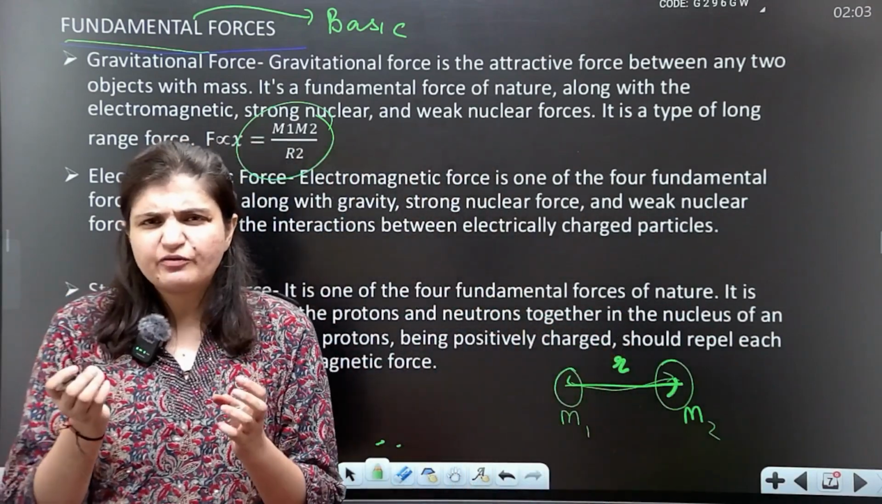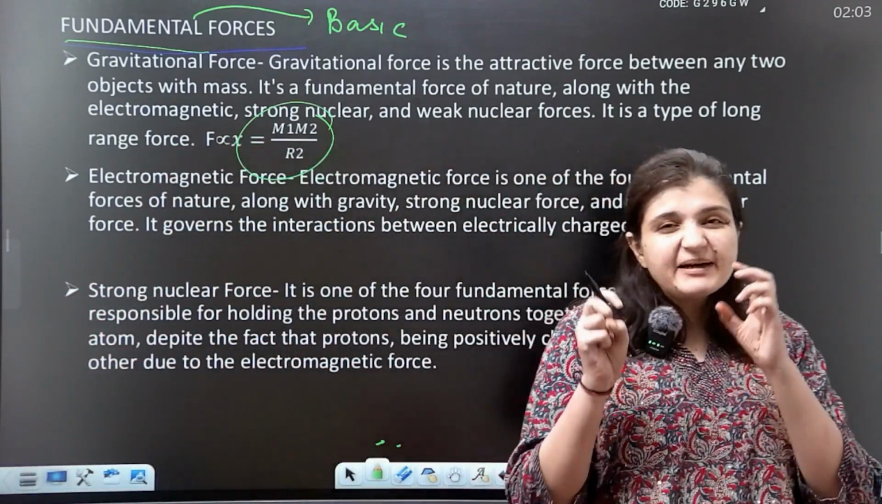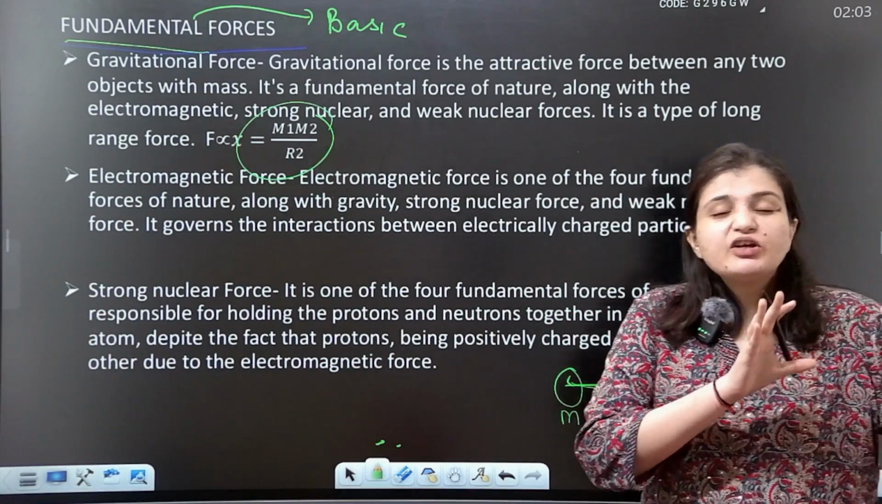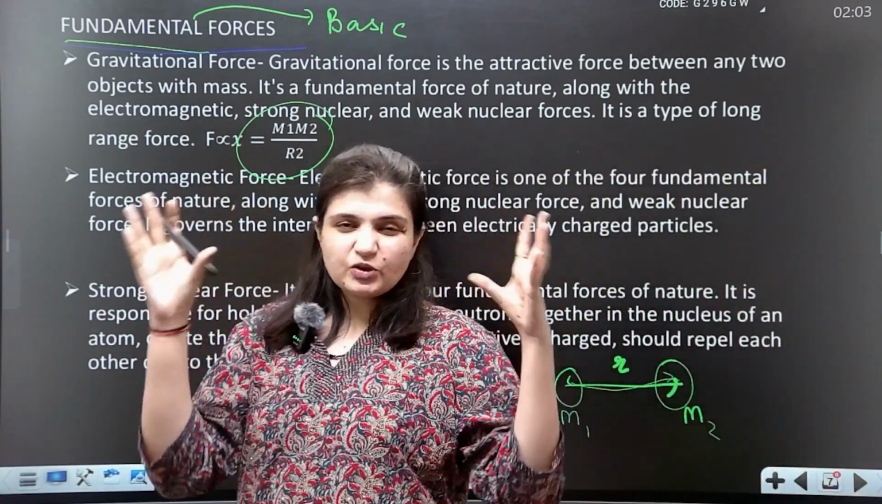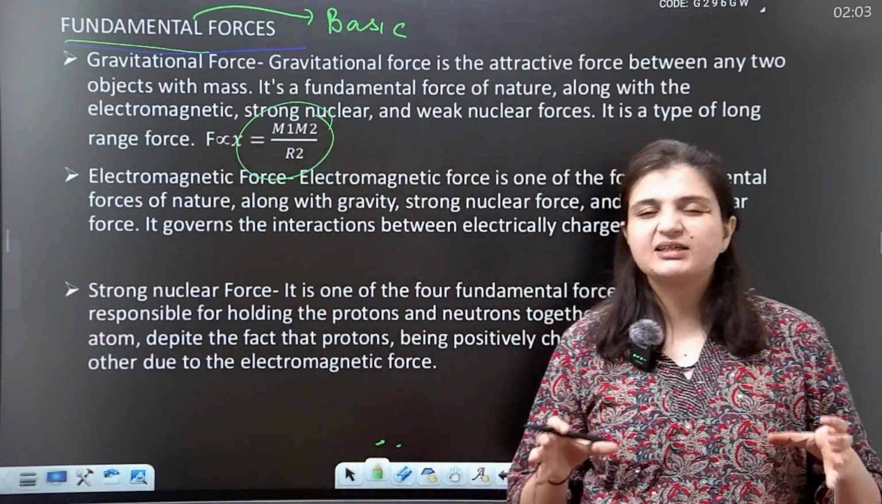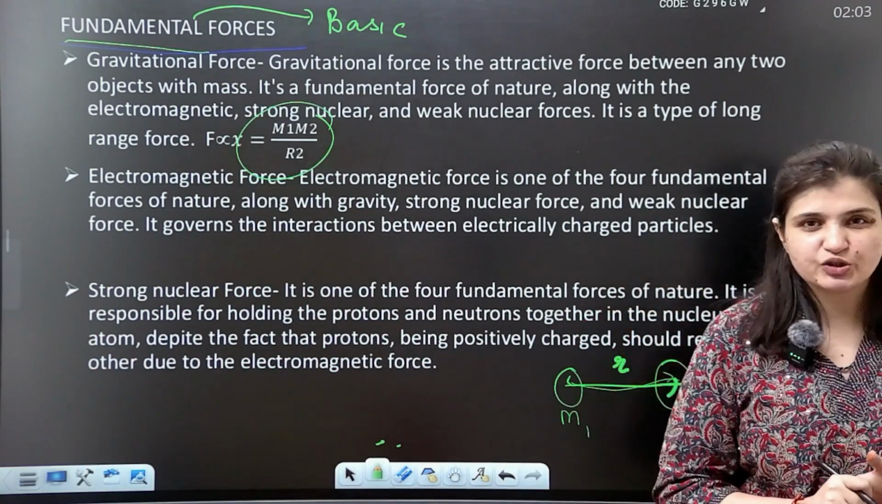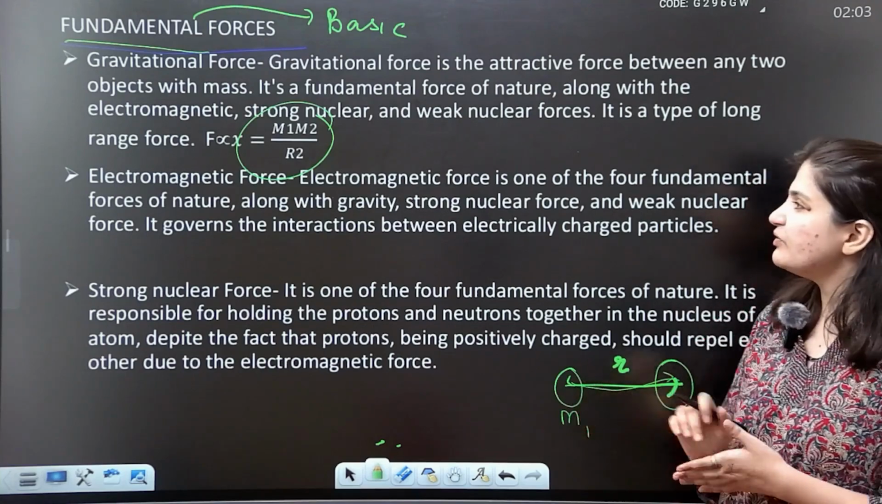It is a very weak force, its value is very much smaller even than the weak force, but this force acts. Like if two planets are kept in the universe, there is also a gravitational force acting between them, which is equal to G m1 m2 by r square. R is the distance between them.